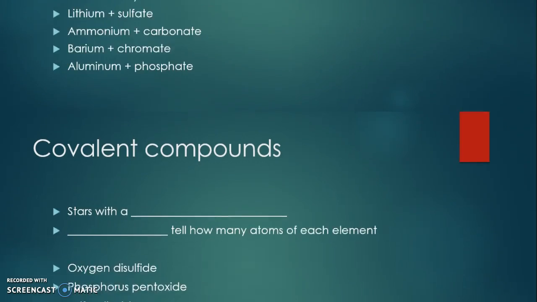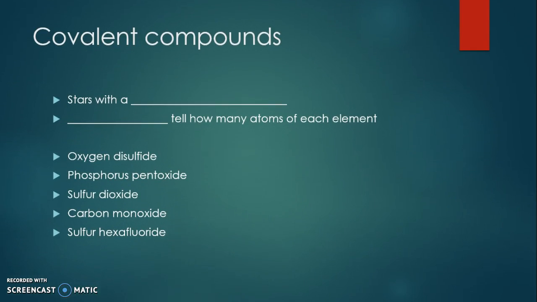Okay, covalent compounds. These are going to be pretty easy. Covalent compounds, it should say starts, not stars. Starts with a non-metal. And you can always tell if it's a covalent compound because 1, it has a non-metal, and 2, it has prefixes in it. Yes, prefixes. All right, remember, prefixes tell how many atoms of each element there are.